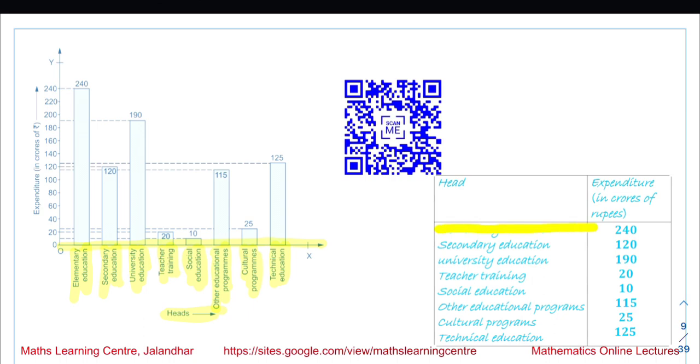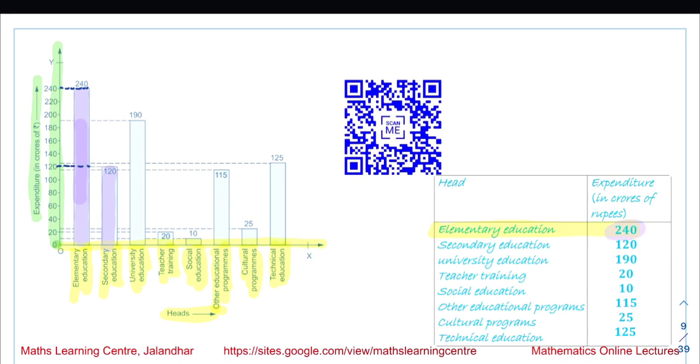For elementary education we have spent 240 crore rupees. We have marked these points on the y-axis, that is, expenditure in crores of rupees, at a distance of 2 units. So it is 20, 40, 60, 80, 100. Like this we have marked these points on the y-axis. For elementary education, the amount spent is 240, so we have drawn this bar up to 240. Then for secondary education we have drawn it up to 120.